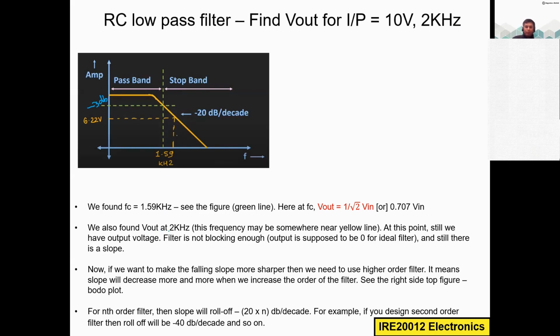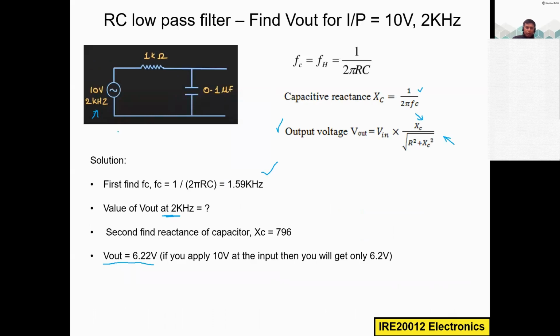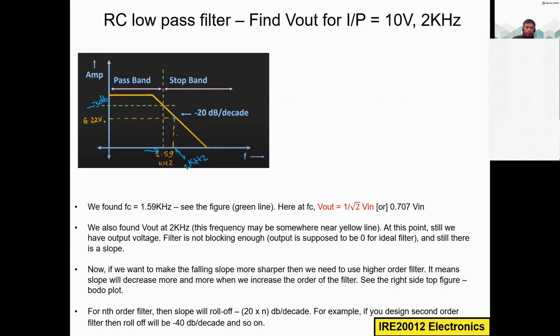We also found V out at 2 kilohertz, that is 6.22 volt. So this frequency may be somewhere near the yellow line. For example, this 6.22 volt meets the curve at this point. So this is the cutoff frequency, 1.59 kilohertz, and this is the 2 kilohertz. That is what we have found with this formula. At 2 kilohertz, the magnitude of the output value is 6.22 volt.